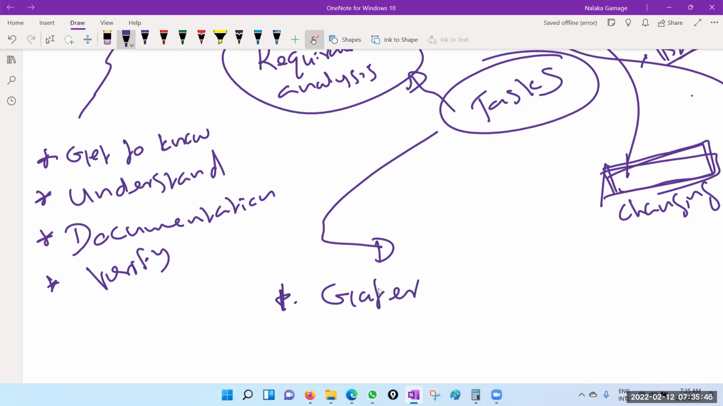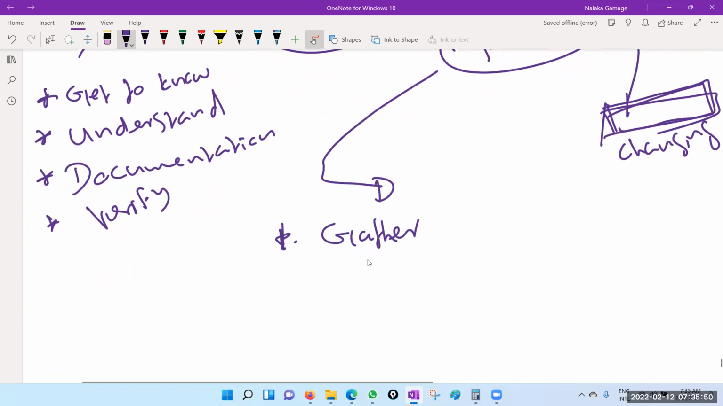Gather. Okay, so once we gather, remember we have to understand. Right? We have to understand. Just because we know the requirement doesn't mean that we have understood.